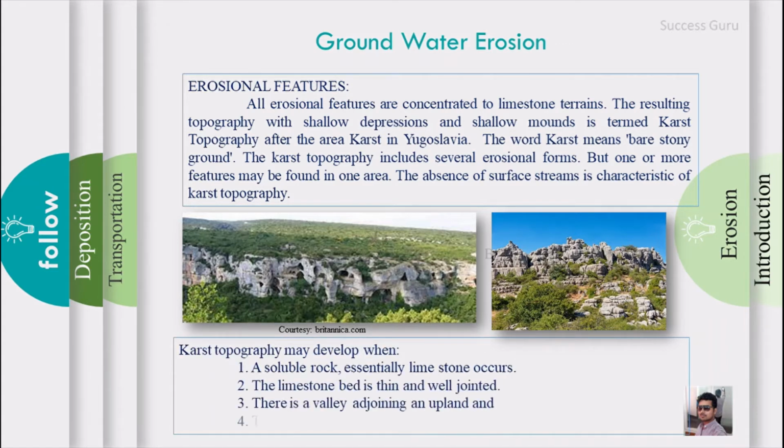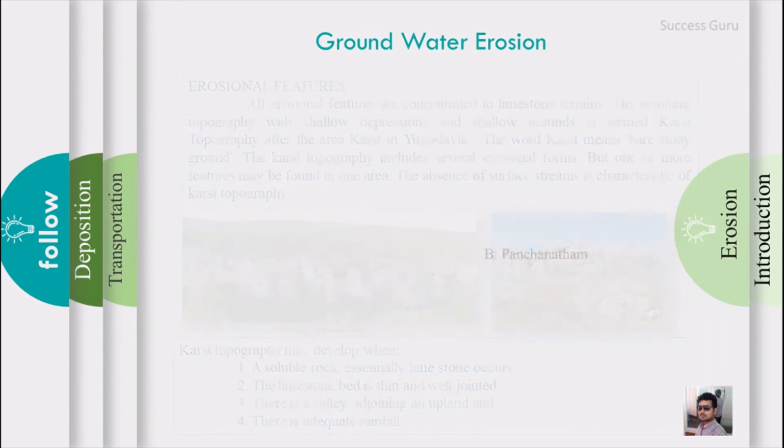Karst topography may develop when the required conditions are met. The first is soluble rock, essentially limestone. The limestone bed is thin and well jointed, and there is a valley adjoining an upland, and there is adequate rainfall. So these are the four requirements for the formation of karst topography.